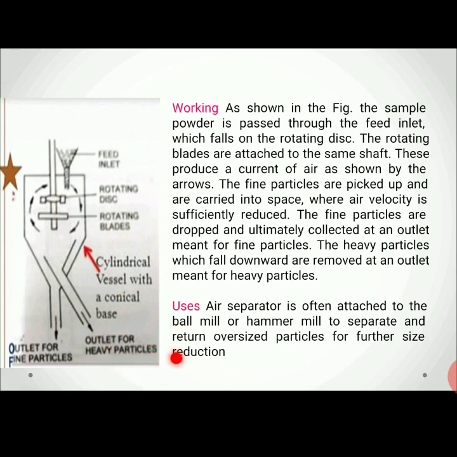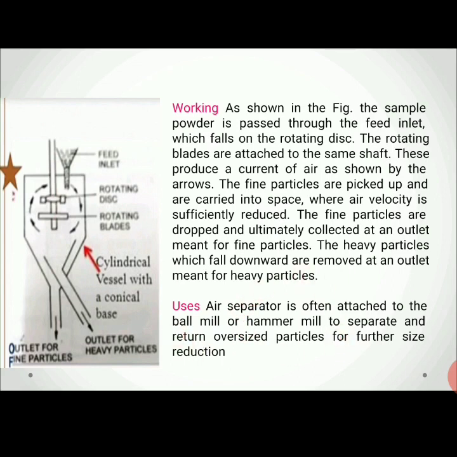Then what are the uses of this air separator? This air separator is used with the ball mill and hammer mill to separate particles, and those particles that remain as such are given forward for further size reduction. This is all about the air separator.